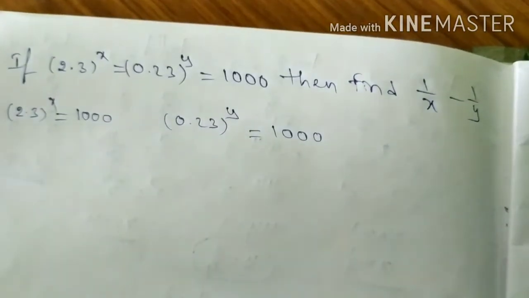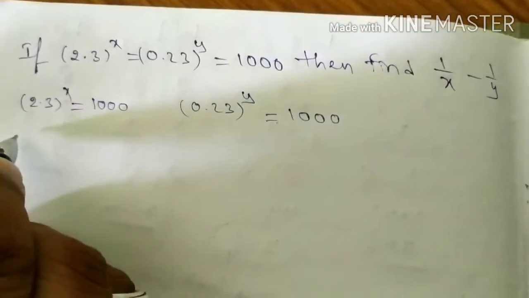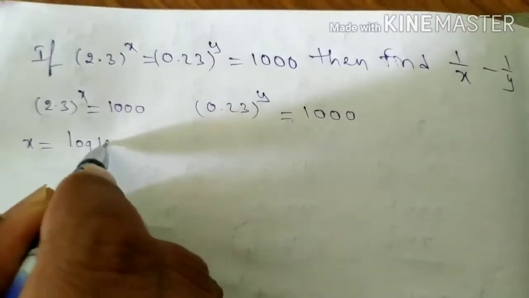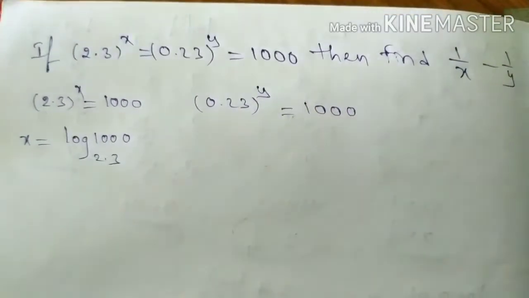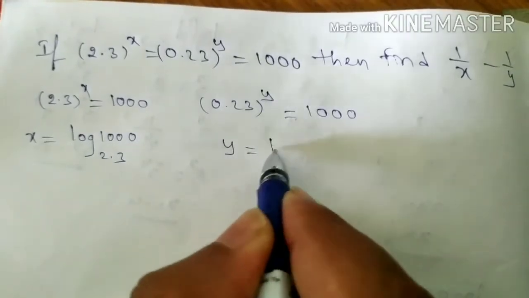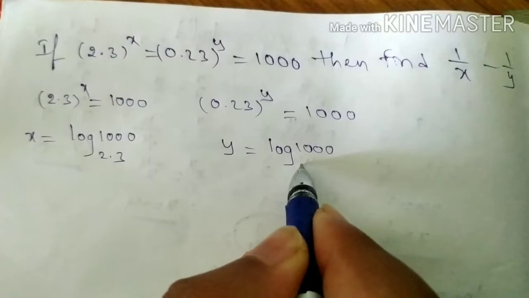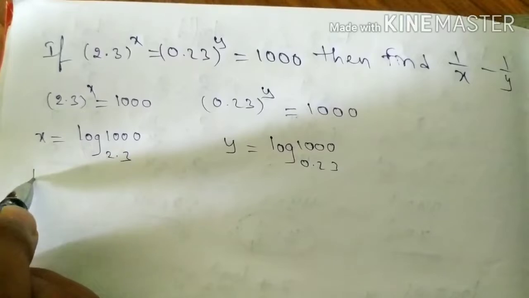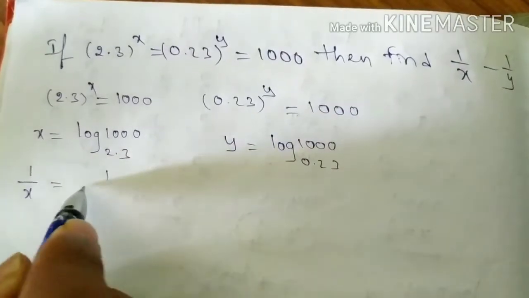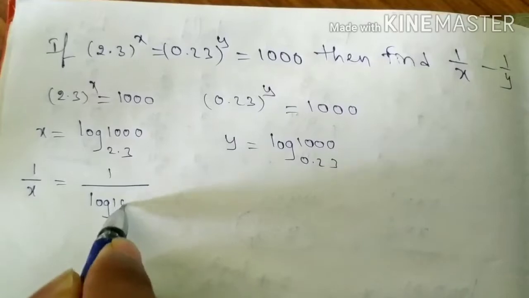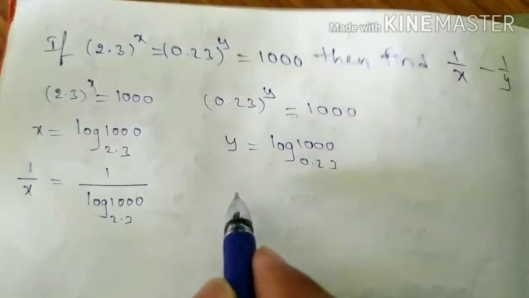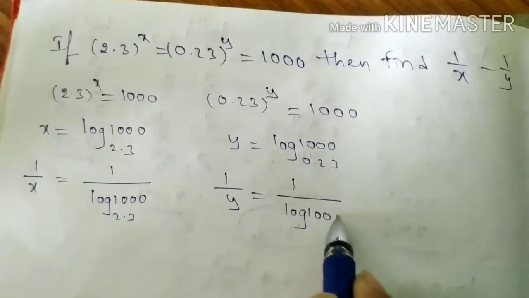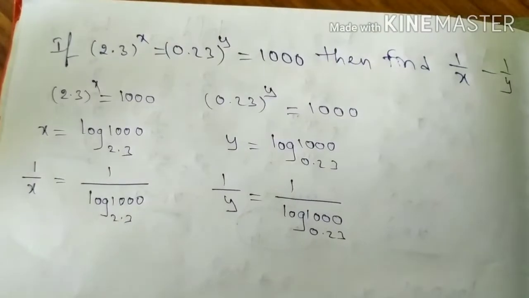Here are 2 exponential forms. Now first the logarithmic form: x is equal to log 1000 to the base 2.3. Here y is equal to log 1000 to the base 0.23. If you take 10,000 also, same. Now we need 1 by x. So on both sides write 1 by log 1000 to the base 2.3. Here also 1 by y, 1 by log 1000 to the base 0.23.